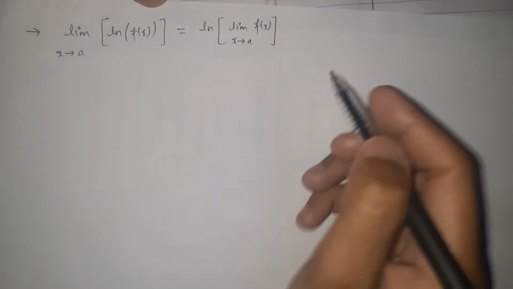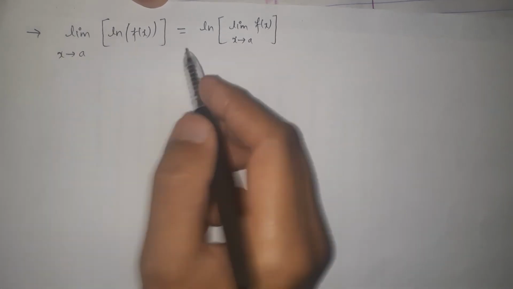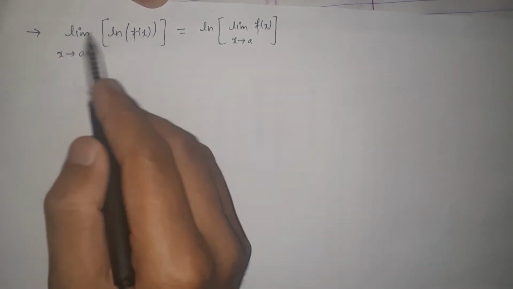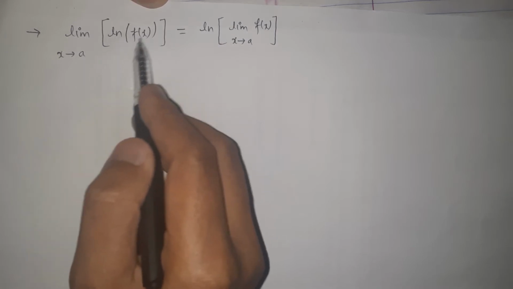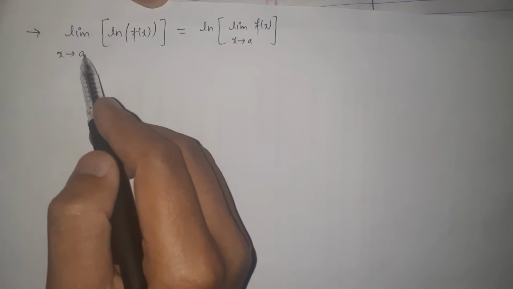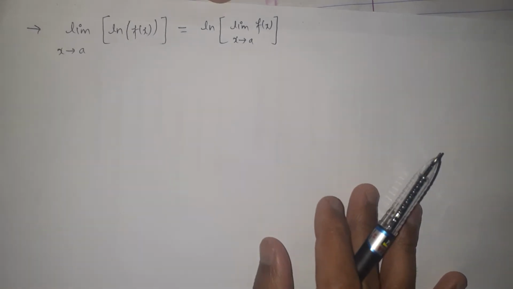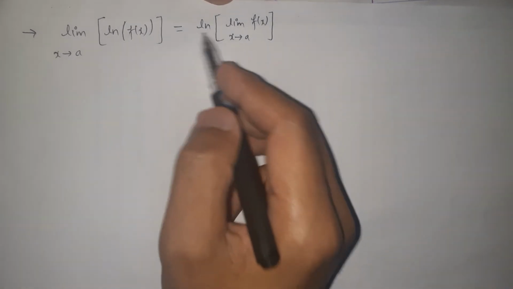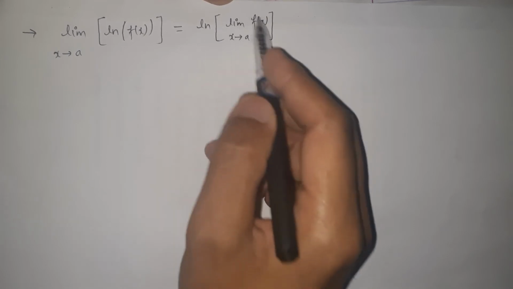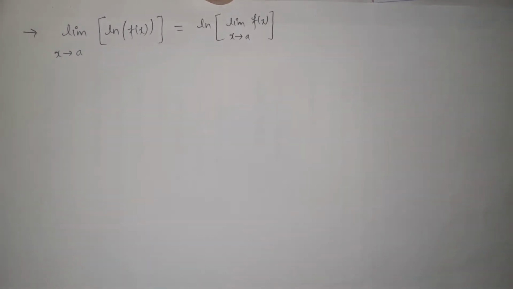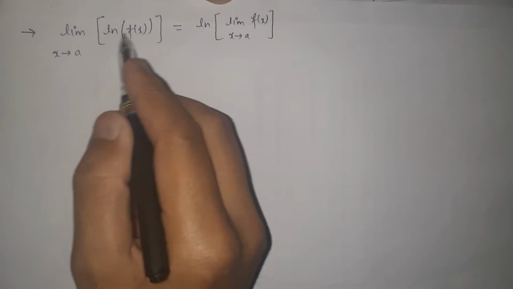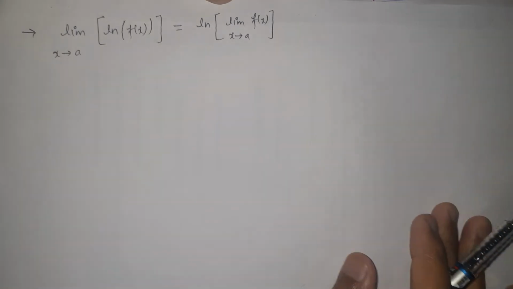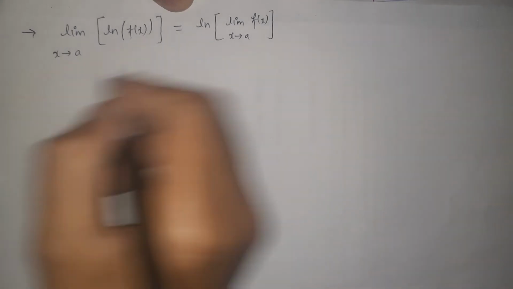Let's visualize this property. The limit of a function ln of f of x when x approaches a point a is the same as the ln of the limit of that function. Ln means natural logarithm, and this property is totally based on the property of the logarithm. This is one very important property.